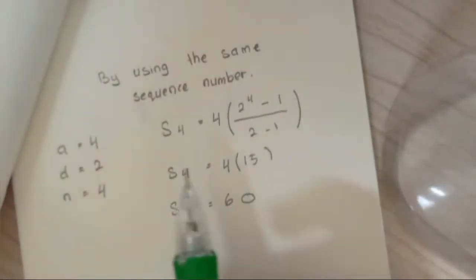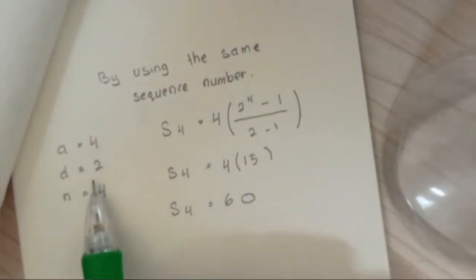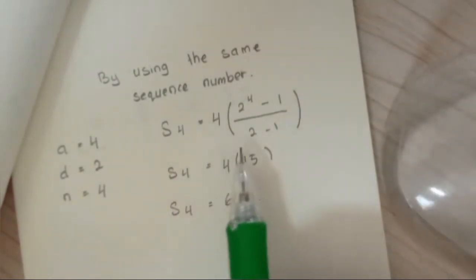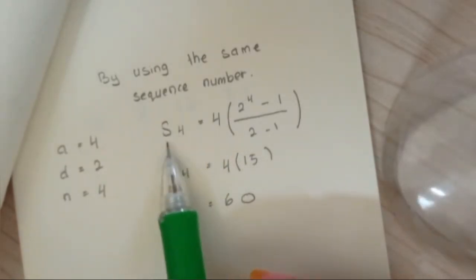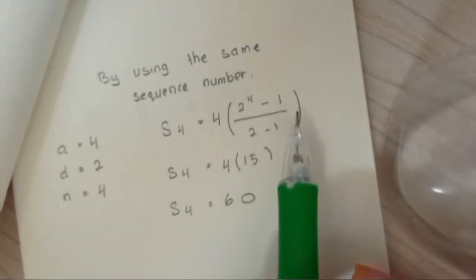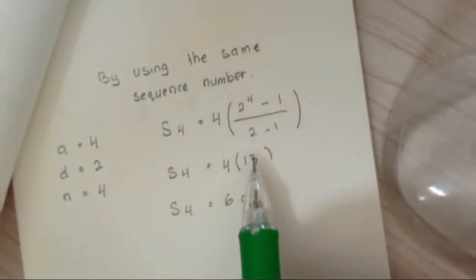So now let's try an example where we need to find the sum of the first 4 terms. As we already know based on the example just now, the first term is 4, the common difference is 2, and n is 4, because we need to find the first 4 terms. So just put in the formula. We get S4 equal to 4 times (2 power of 4 minus 1) divided by (2 minus 1).